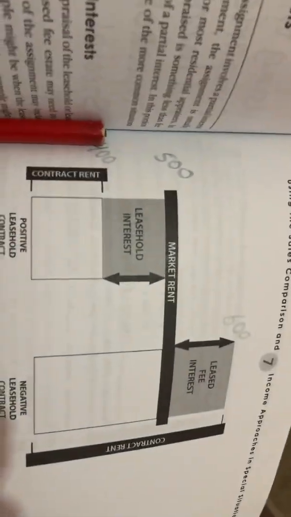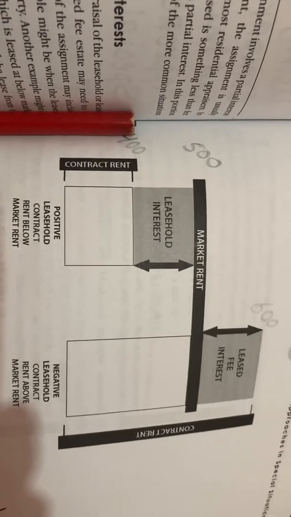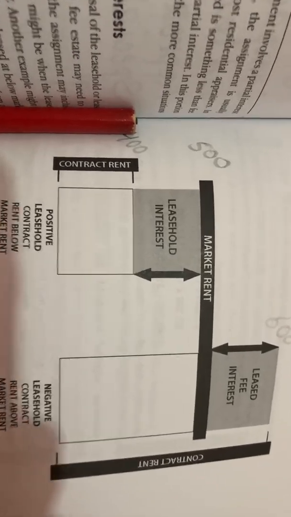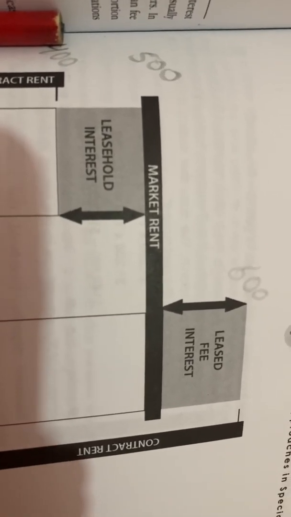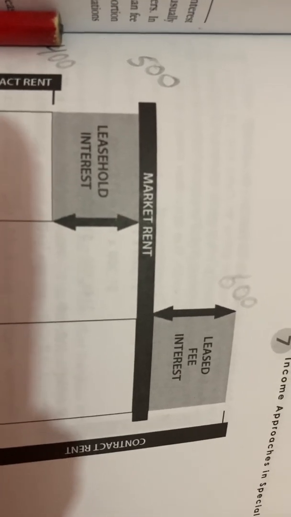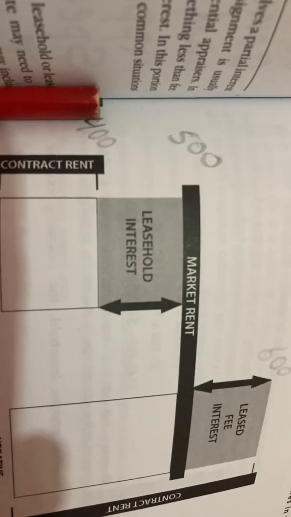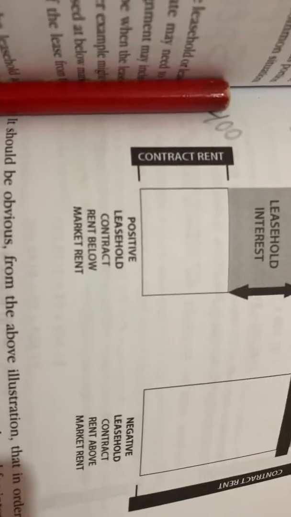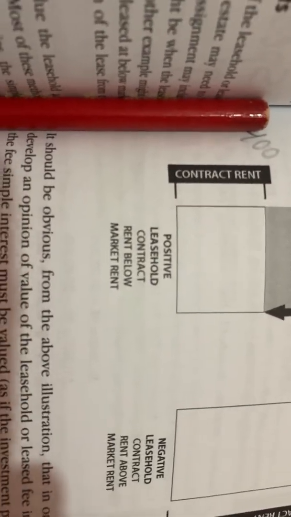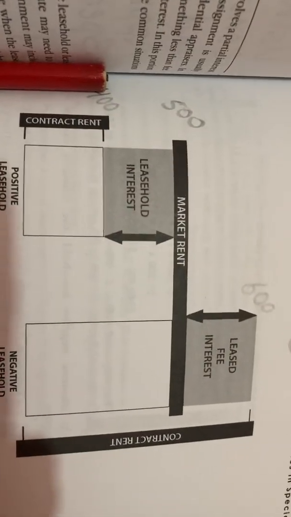For instance, let's say market rent is the $500 line. That's what the average people are paying in rent in that area, that neighborhood. The leased fee interest is the $100 in between what you are charging your tenant, that the owner's getting to pocket. And then contract rent is below market rent, and the leasehold interest is the $100 that's more beneficial to the renter. It says positive leasehold, contract rent is below market rent, and negative leasehold, contract rent above market rent.